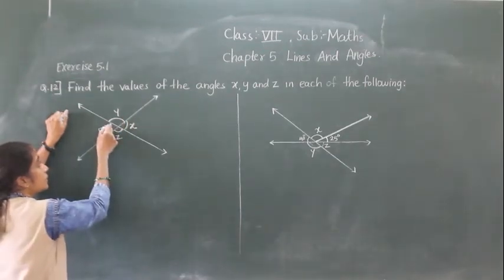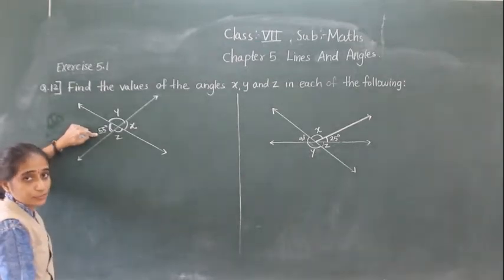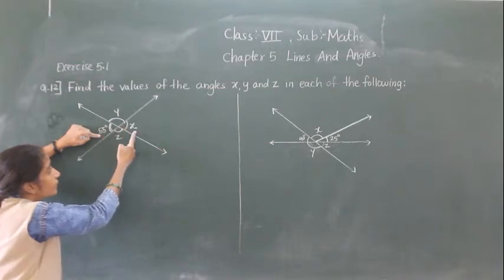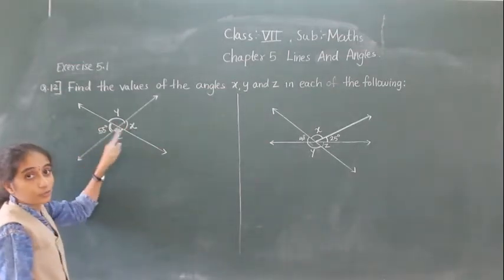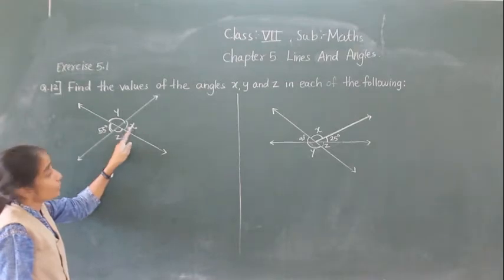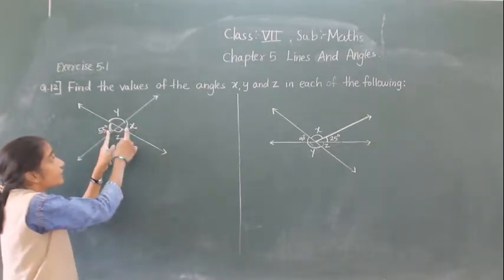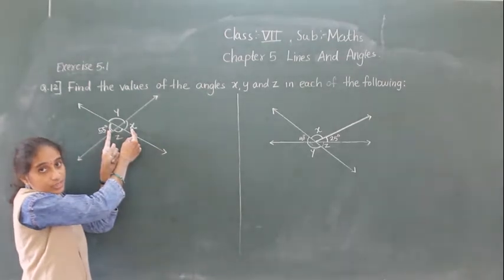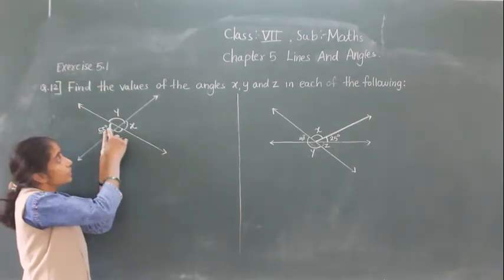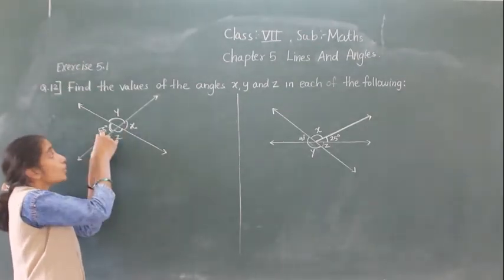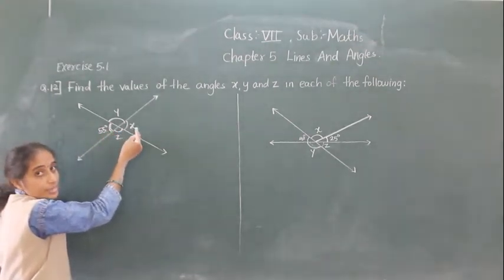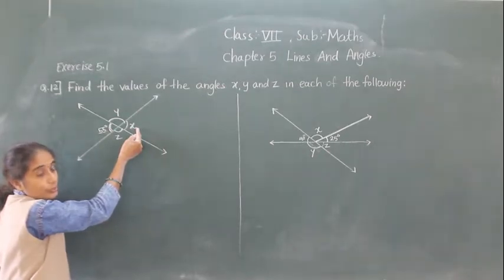Now see here, this angle is 55 degrees. Which is the vertically opposite angle for 55 degrees? X is the vertically opposite angle to 55 degrees. So if this angle is 55 degrees, then this angle is also 55 degrees, because vertically opposite angles are equal.